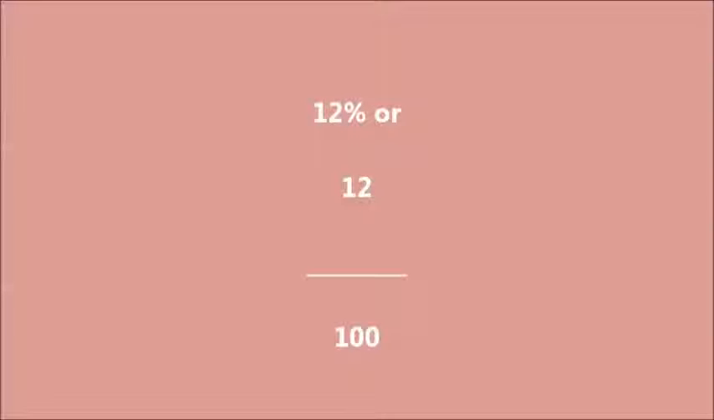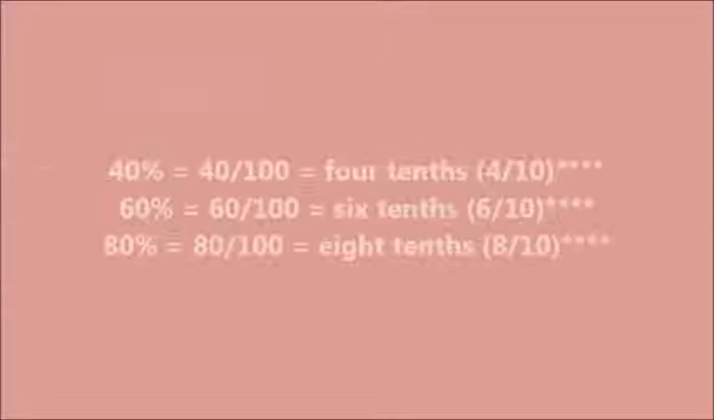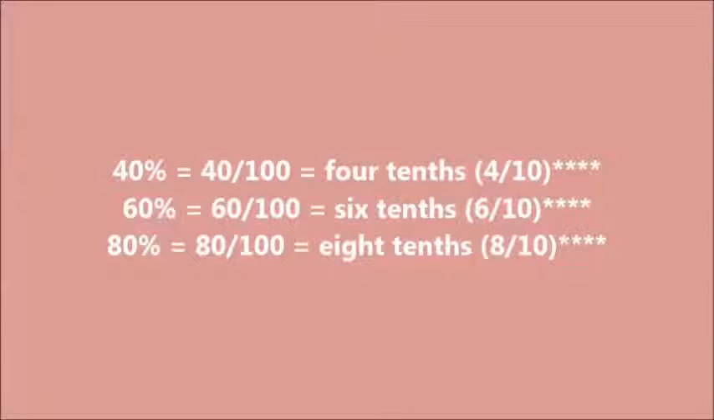12% or 12 over 100. Can that be reduced? Indeed it can, because 4 goes into 12 3 times and into 100 25 times. So that can be reduced to 3 over 25.